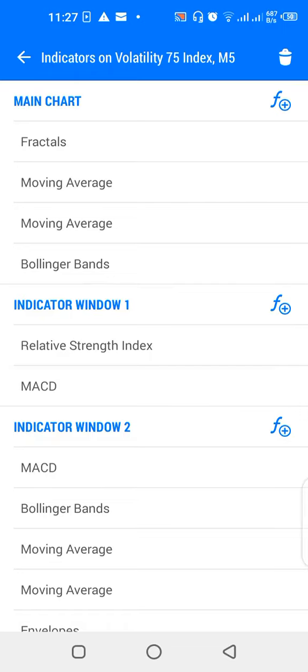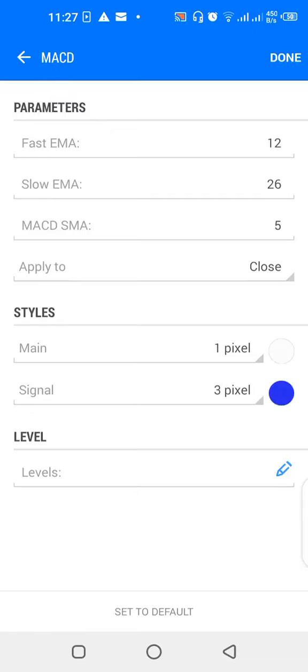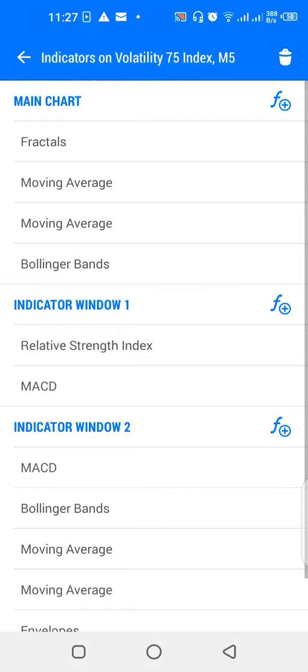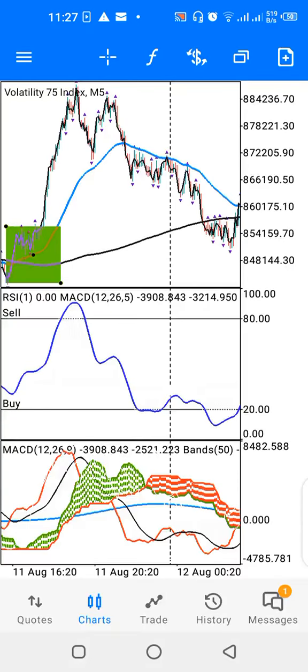For the MACD, let's look at the parameters. We have for the MACD, the fast EMA is 12, the slow EMA is 26, MACD SMA is 5, apply to close. The main style has no color, while the signal style you have blue color.